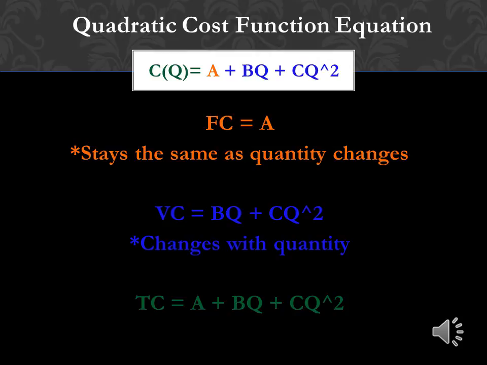Since our variable cost does change with the quantity, the blue portion in the equation, the B times Q plus C times Q raised to a power, is going to be our variable cost. What you would do is plug the quantity into the Q and then solve. You'll be given all the other numbers usually. Since our formula for total cost is the fixed cost plus the variable cost, this whole equation is basically our total cost. So you would add the fixed and the variable together, and that would give you your total cost.